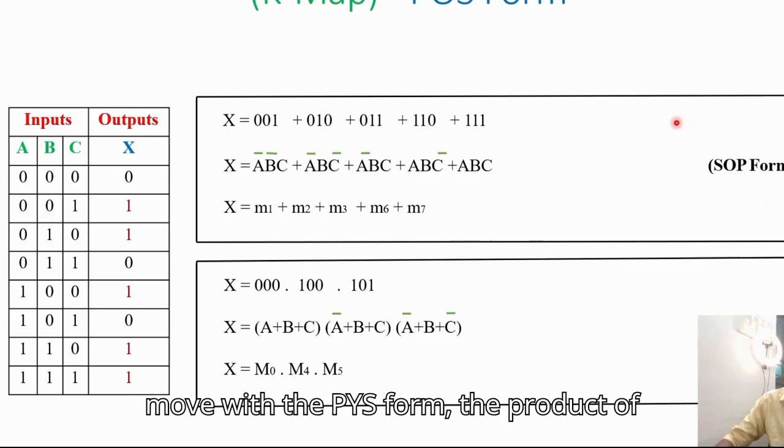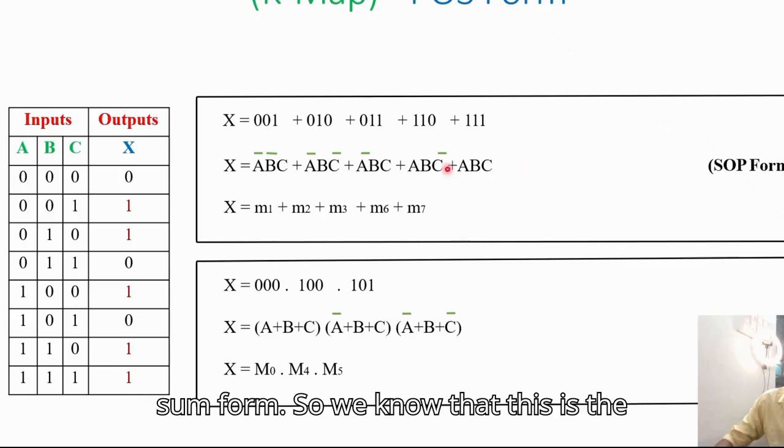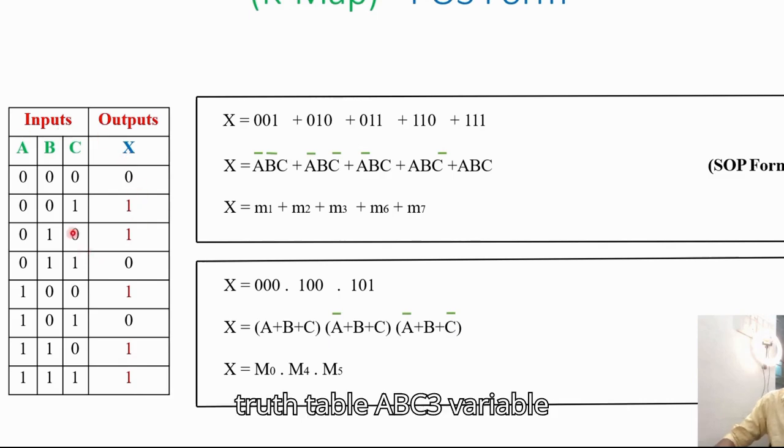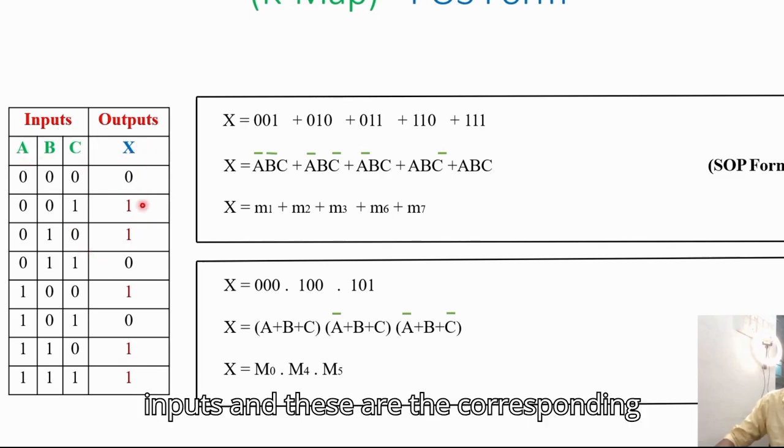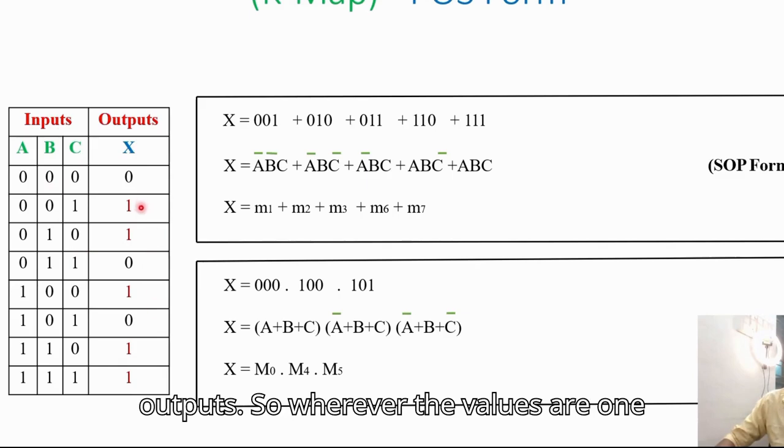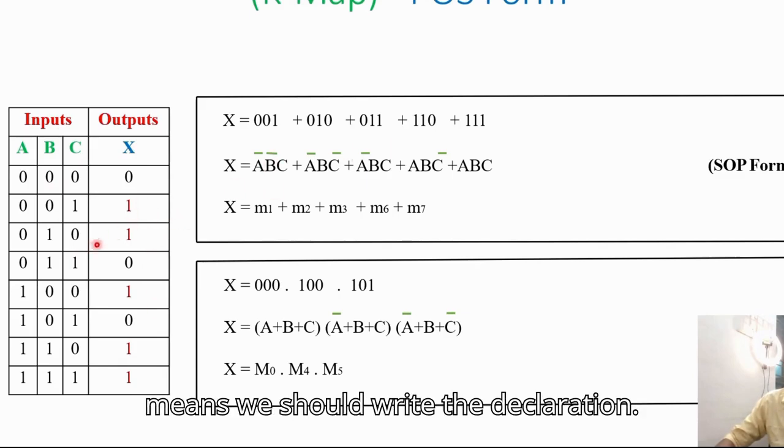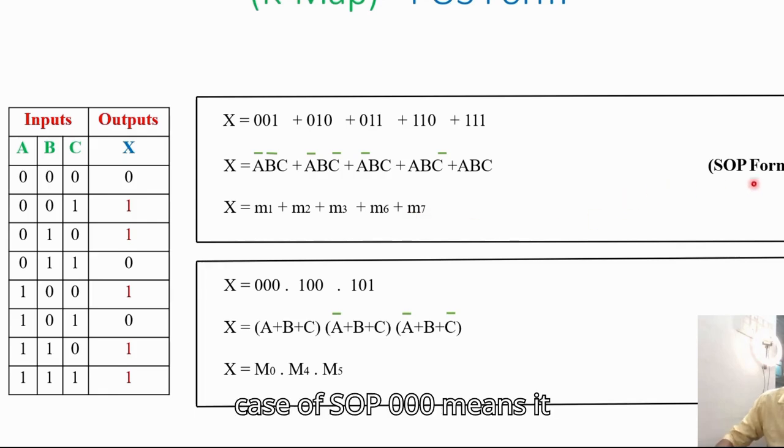Then we move to the POS form, the product of sums form. So we know that this is the difference. Suppose we are given a truth table with ABC, 3 variable inputs, and these are the corresponding outputs. So wherever the values are 1, we should write the equation. These are the min terms. Okay. So this is in case of SOP.